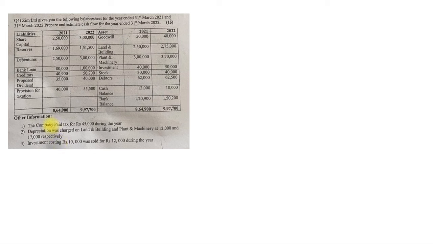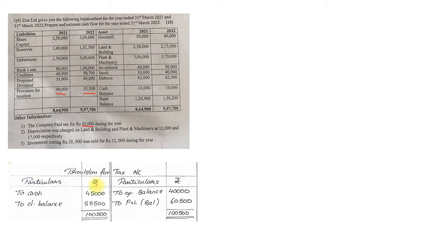Number one, company paid tax. So we'll prepare one ledger account for tax. Here I can see provision for tax. Opening balance is given, closing balance is given, and income tax paid for the current year is given. So using these three values, we'll make the first account, provision for tax. It's a liability. So opening balance 40, closing balance 55, and cash paid 45,000.